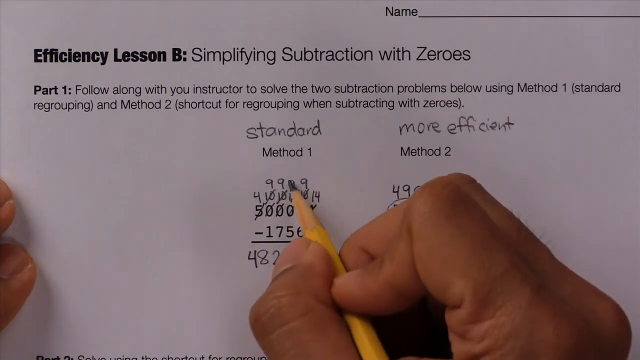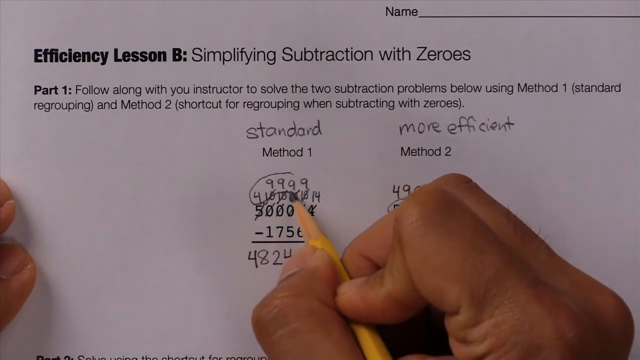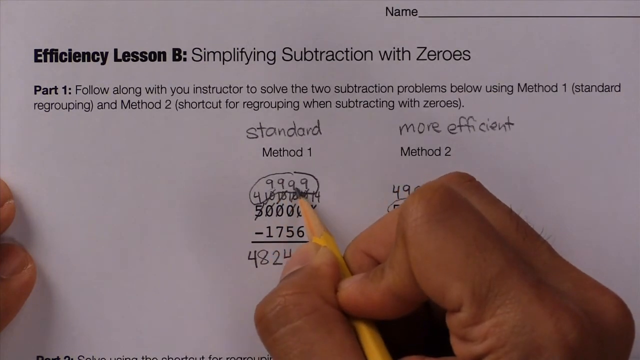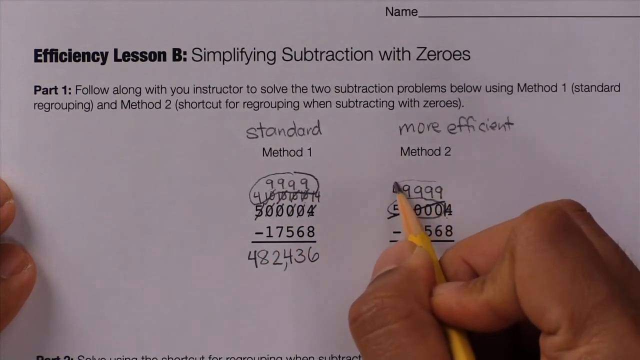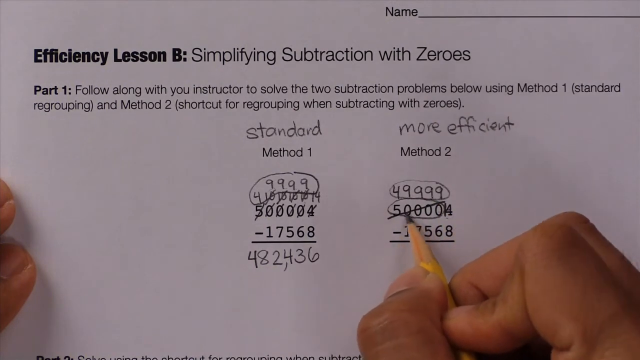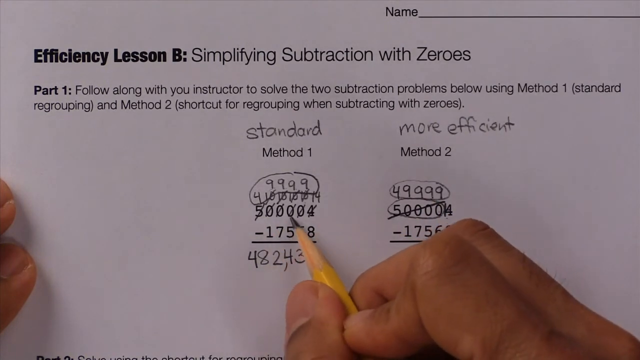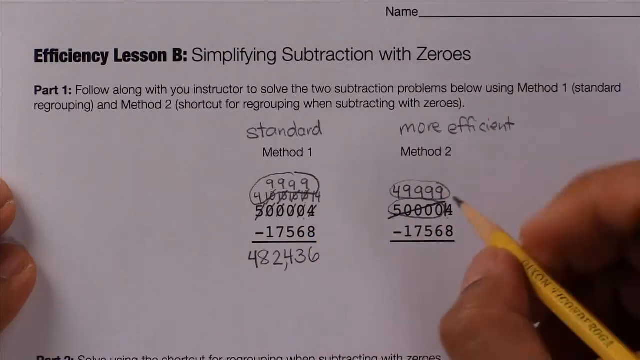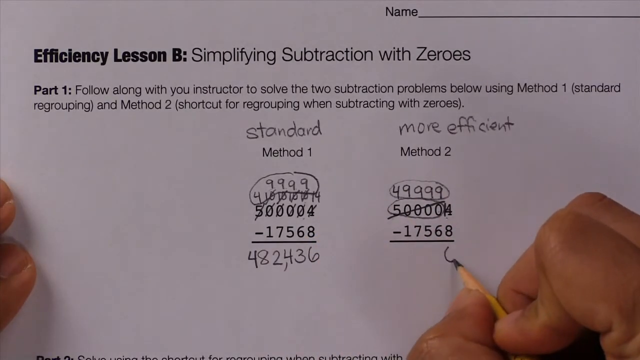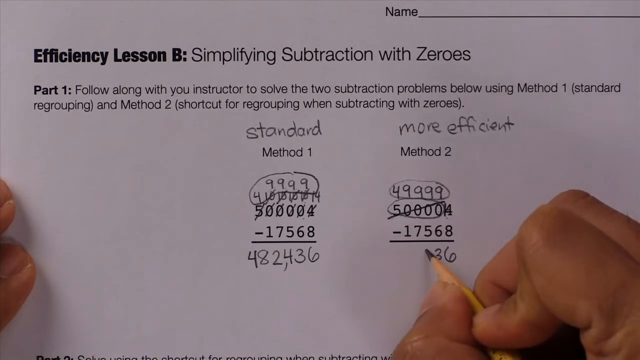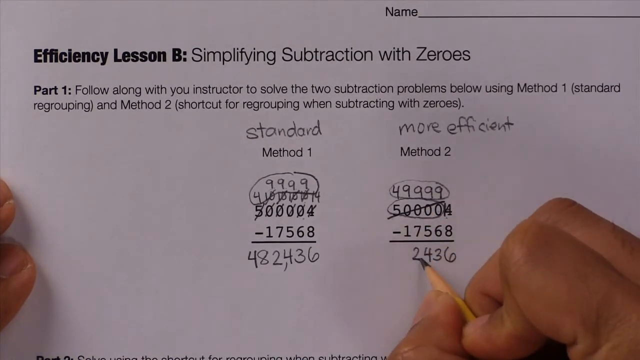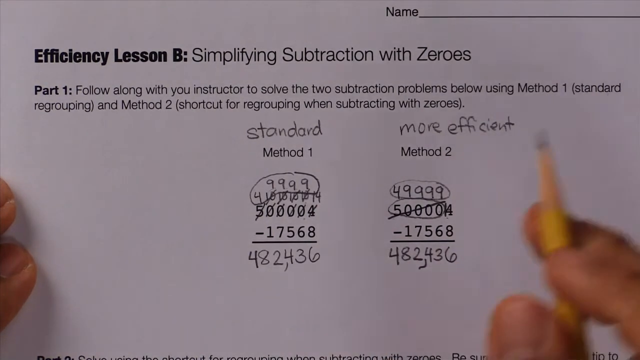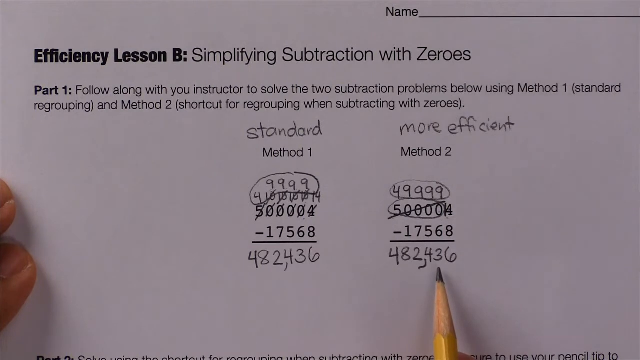Look at method 1, and notice here that when we did the regrouping, we ended up with this number here, 49,999. I got the same thing here, but I did it in one step instead of taking multiple steps to get there. Now we can subtract as usual. 14 minus 8 is 6. Here's 3, 4, 2, 8, 4. Write your comma, and you notice that we got the exact same answer both times.